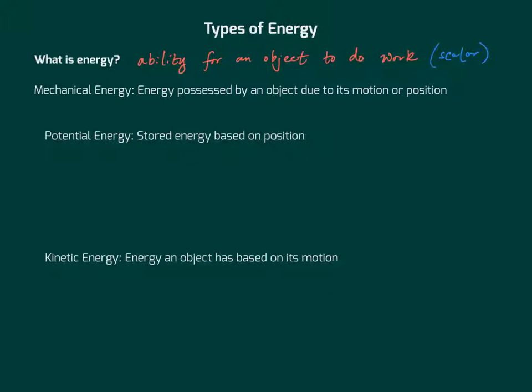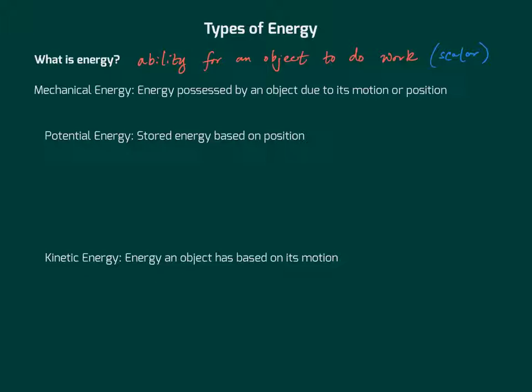Now, there's some different types of energy that we can talk about, and that's how I'm going to introduce energy to you in this video lecture. We have this big, broad category of energy, which is called mechanical energy. And this is the type of energy that we're going to be looking at most often in this class. So mechanical energy is just the energy possessed by an object due to its motion or its position.